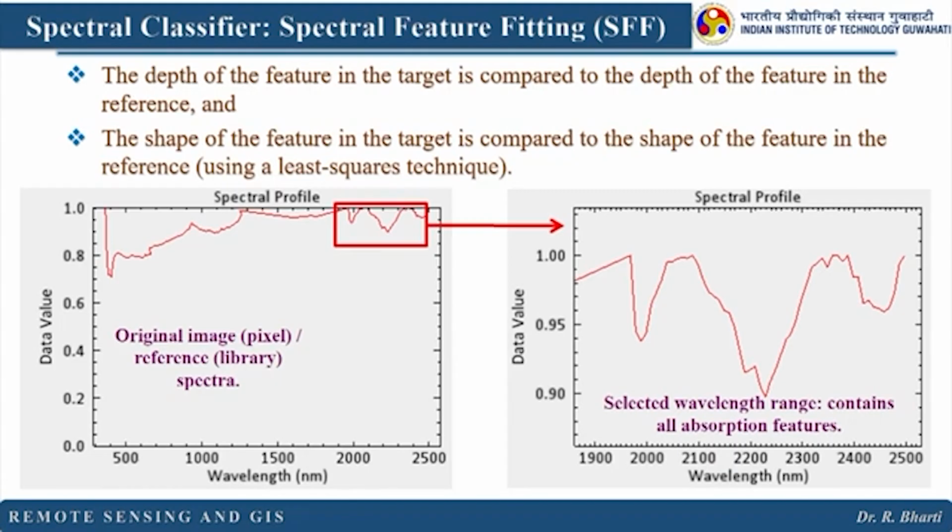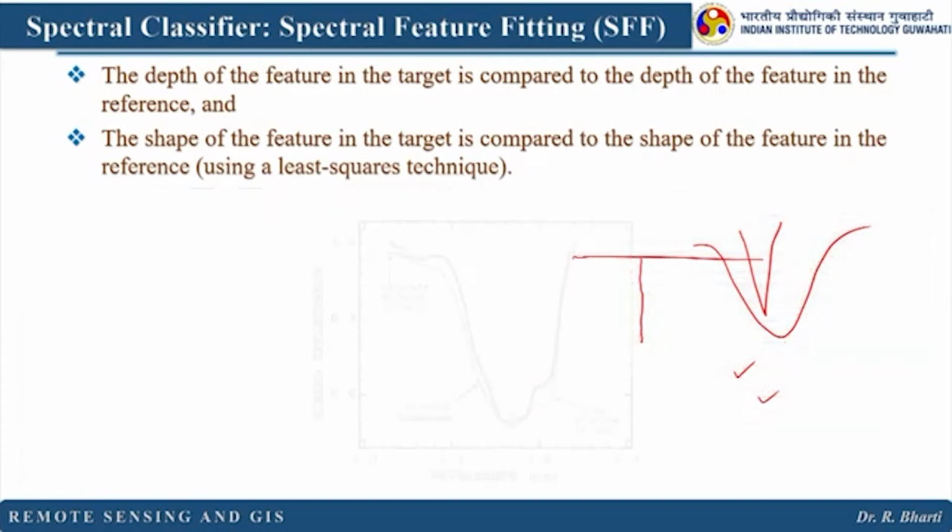So what is the shape? Whether it is having two troughs at different positions, right? That is the shape, and whether it is sharp or broad. And then what is the depth of absorption? That is from the one line. So those two things will be compared in SFF.